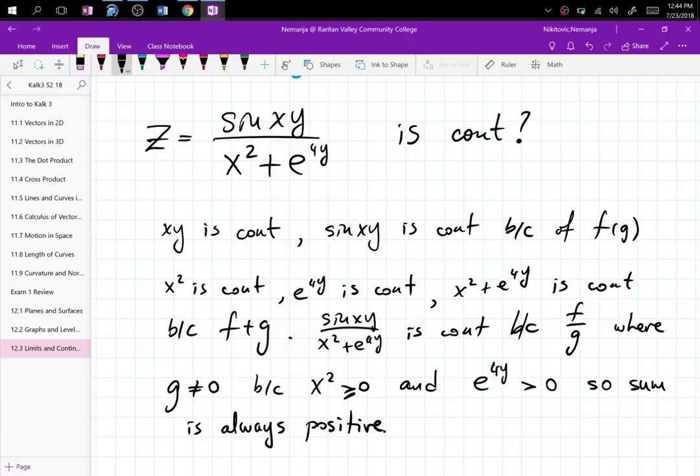And that is 12.3 after 2 hours. It was a quick section, right?